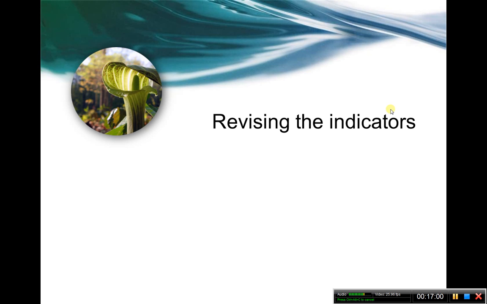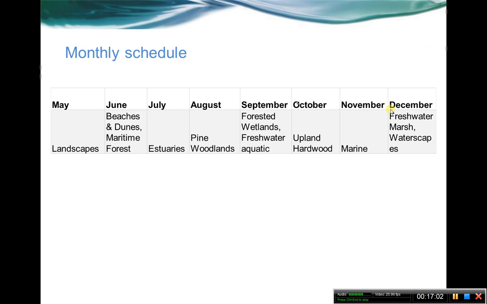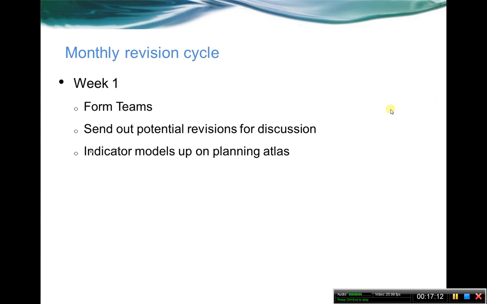Now on to revising the indicators. Here's the monthly schedule. Y'all have probably seen this on the web page already. Here are the different ecosystems that we're going to tackle each month. Landscapes is the one we're doing this month. This is the revision cycle that we're going to try to do every month for every system. Week 1: forming the teams, sending out potential revisions for discussion, getting indicator models up on the planning atlas. Y'all should have seen those pieces.